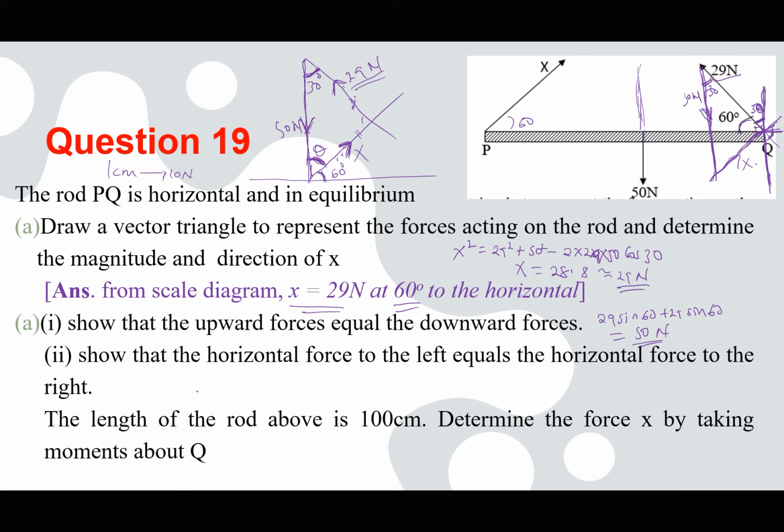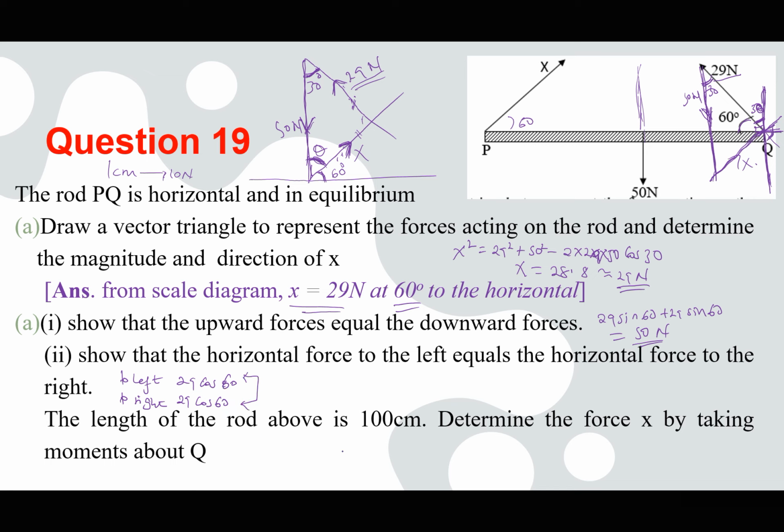Then show that the horizontal force to the left equals the horizontal force to the right. To the left, it is going to be 29 cos of 60. Then to the right, it is still going to be x cos 60. So it is still 29 cos of 60. So these are equal automatically.